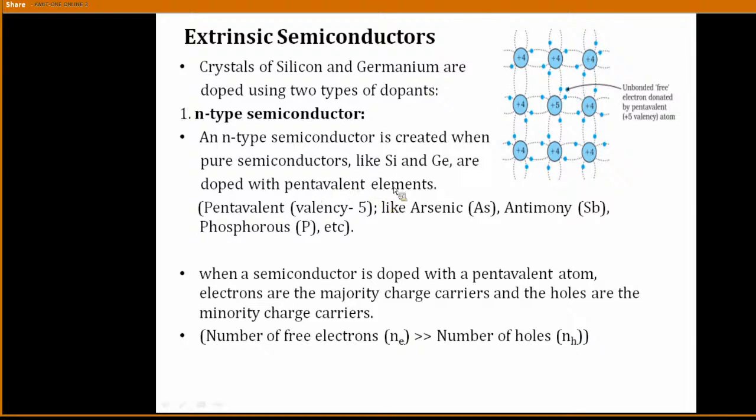If you are doping with pentavalent impurities, the type of semiconductor is N-type. In an N-type semiconductor, what are the majority charge carriers? Every atom is giving one excess electron. That's why in the N-type semiconductor, electrons are the majority charge carriers and holes are the minority charge carriers. The number of free electrons is very high compared to the number of holes, because here we are not increasing the holes. Whatever holes were there in the intrinsic semiconductor, that many will be present. But the electron concentration you are increasing by doping with pentavalent impurities. This you call an N-type semiconductor.